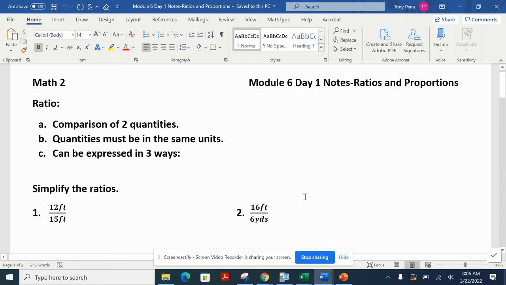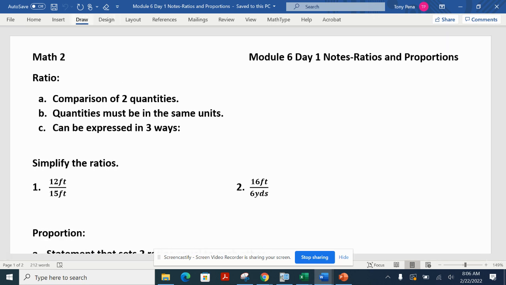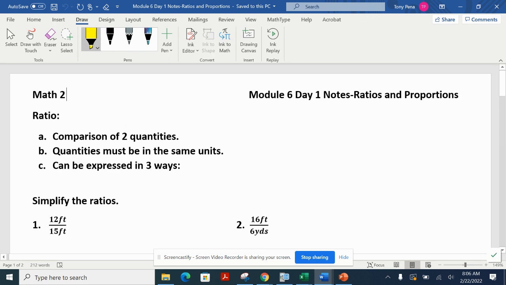And the first thing we're going to talk about, hopefully somewhat familiar with, and if not, we're going to talk about it now, define it, work with it, is the idea of a ratio. And a ratio is a comparison of two quantities. Its quantities need to have the same units.